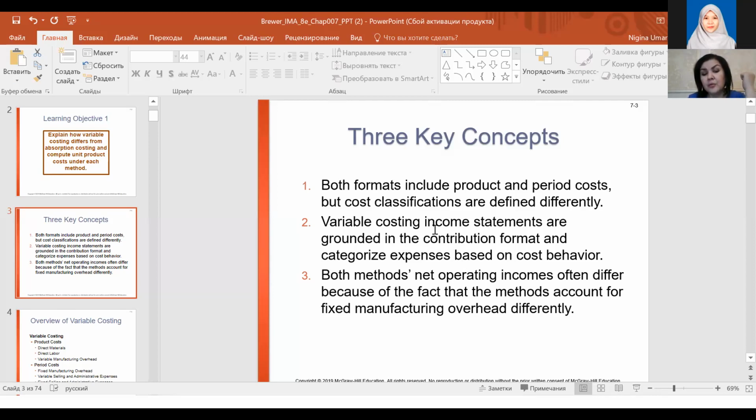And in both methods, net operating incomes often differ because the methods account for fixed manufacturing overhead differently. So net operating income will be different on the variable costing system and on the absorption costing. And this is because fixed manufacturing overheads are accounted for differently, and we will look.